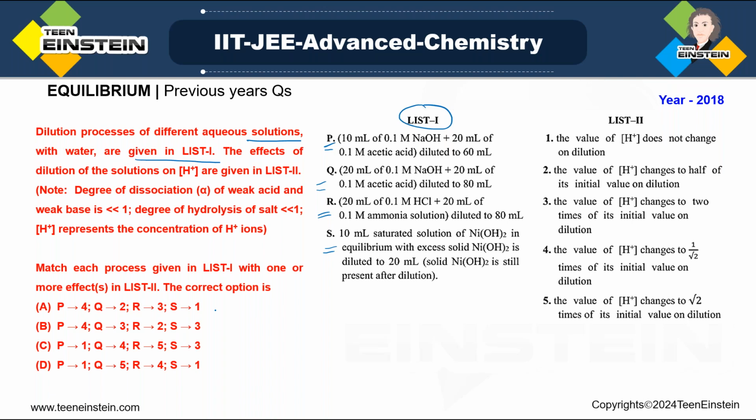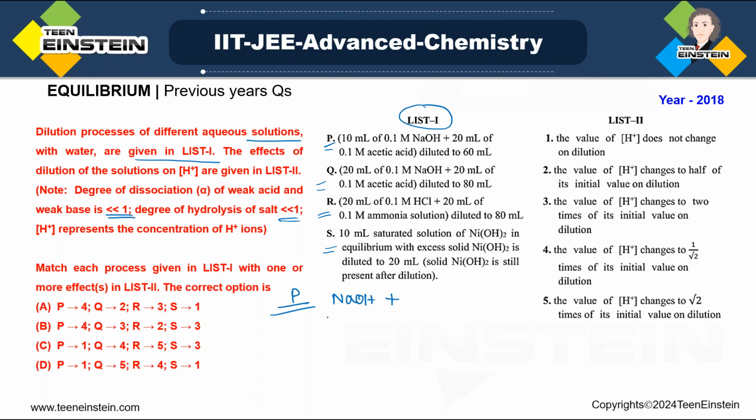Degree of dissociation is alpha, and for the weak base and the weak acid, it is very, very less than 1, so you can neglect it. The degree of hydrolysis of the salt is also very, very low, and H+ means the concentration of H+. We have to match this. So look at list 1, the first, P. What is it saying? 10 ml of 0.1 molar NaOH.